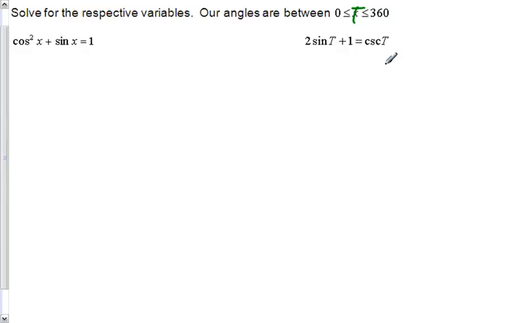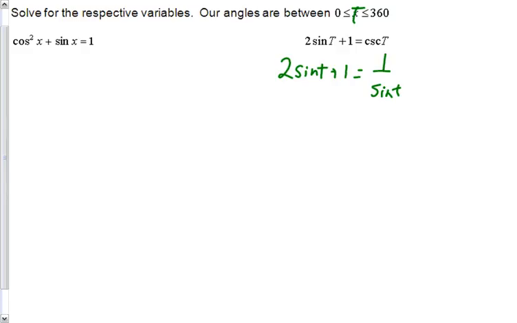Alright, first things first. Sine can't change. Sorry, you're stuck with sine. Okay. Well, can cosecant change? Well, yeah, it can. It's 2 sine of t plus 1 equals 1 over sine of t. Okay, remember the switch? Cosecant, same as 1 over sine. Make sure you put it in there.